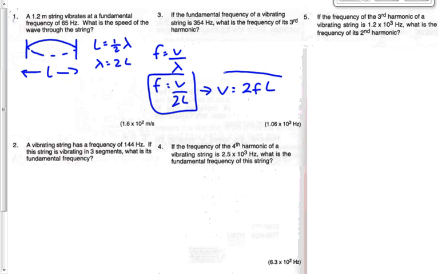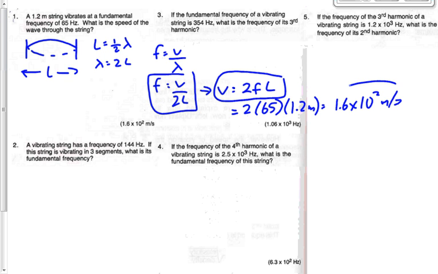V becomes equal to 2 times F times L. So I multiply 2 times my frequency of 65 hertz times the length of the string of 1.2 meters, and I should get about 160 meters per second, or 1.6 times 10 to the 2 meters per second. How many people got that question already?